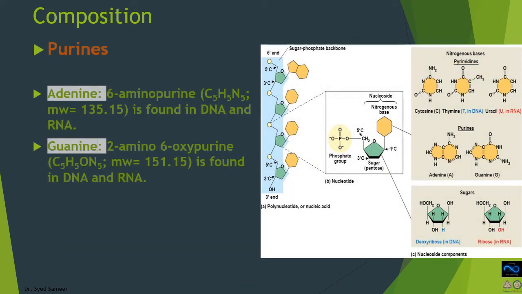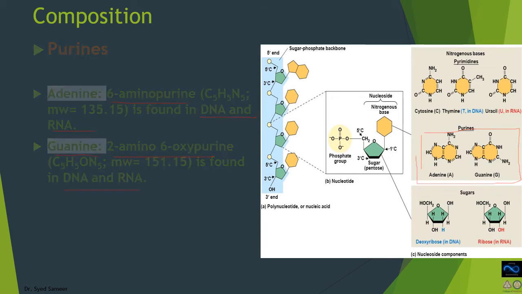Chemically, adenine can be said to be 6-aminopurine and is usually found in both DNA and RNA. Guanine is called 2-amino-6-oxypurine and is found in both DNA and RNA. As you can see in the picture here, both purines are found in both DNA as well as RNA molecules.